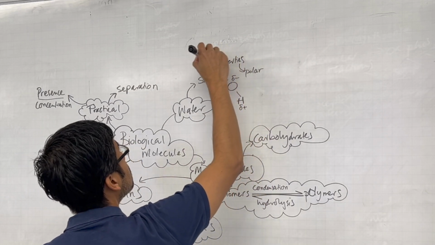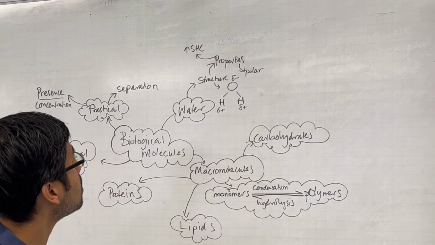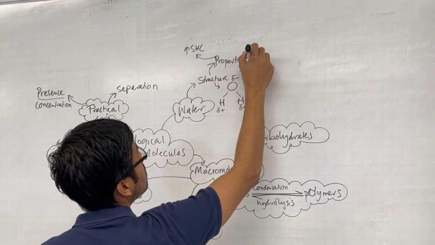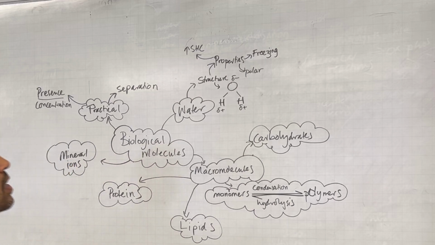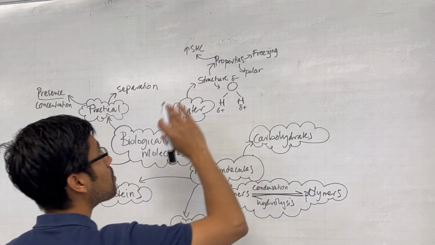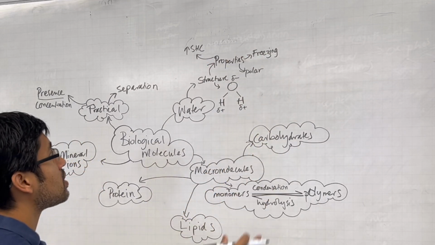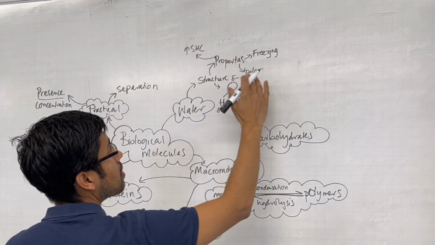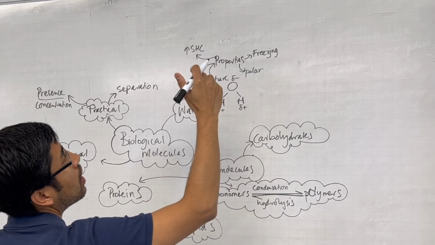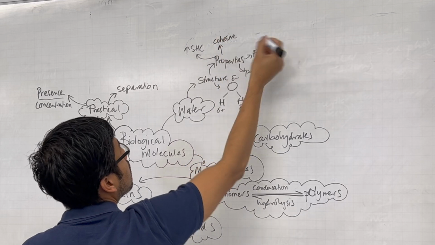Properties: polar. Properties are high specific heat capacity. Interesting properties include the fact that when it freezes it's less dense than the liquid version of water. But again, we're not going to go into the detail here, I'm just pointing these things out so you don't miss or overlook them in your revision. Okay, so freezing properties, thermal properties, polar, cohesive, adhesive.